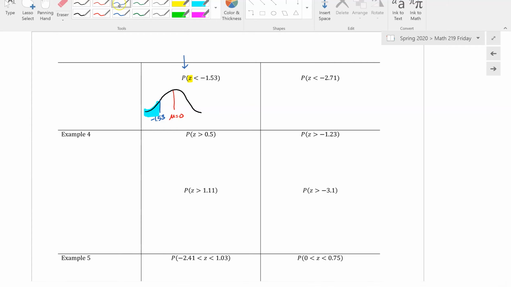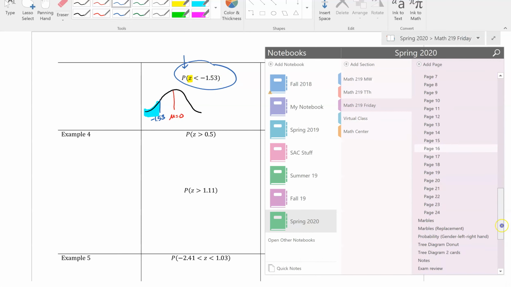That's always convenient because that's exactly what our z-tables tell us, area to the left. So now I need to go consult a z-table to figure this out. It's a negative z-score, so I need to look at the negative z-table.